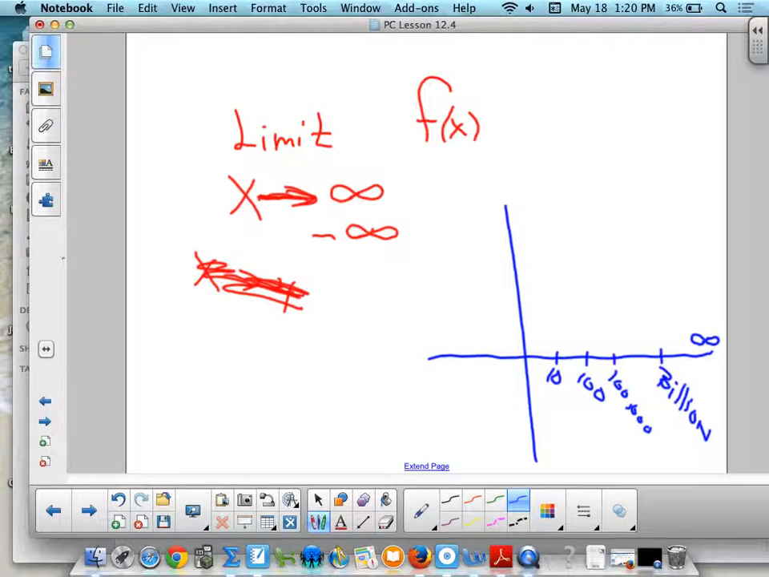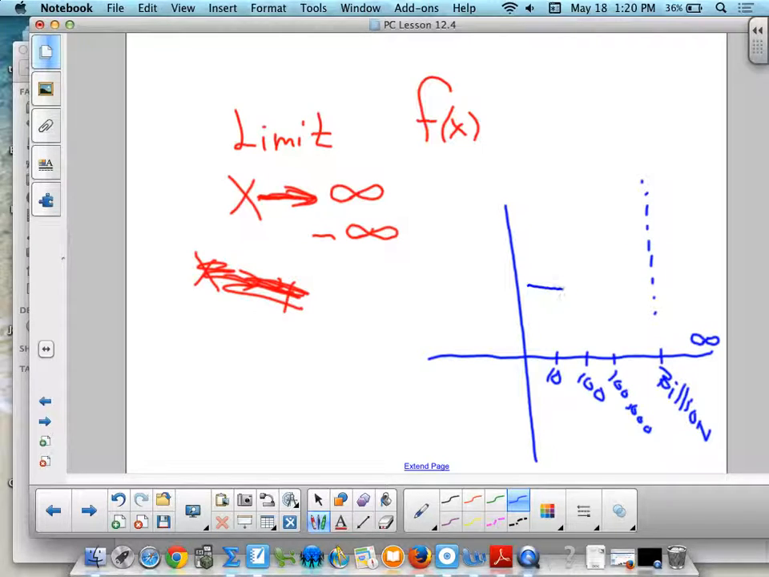Ivy? If you have an asymptote. What kind of asymptote are you talking about? Vertical? Horizontal? She says vertical. Okay. There's a vertical.